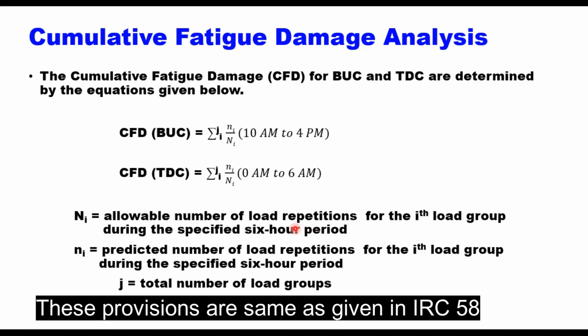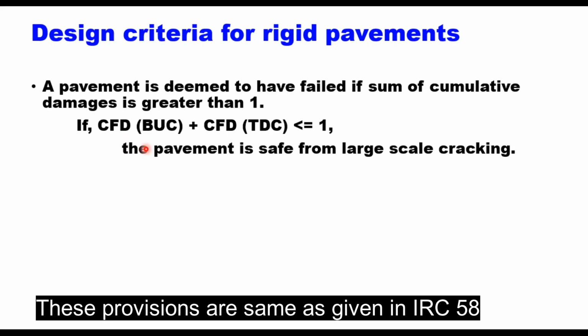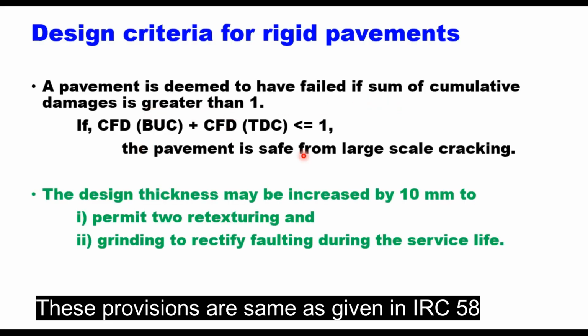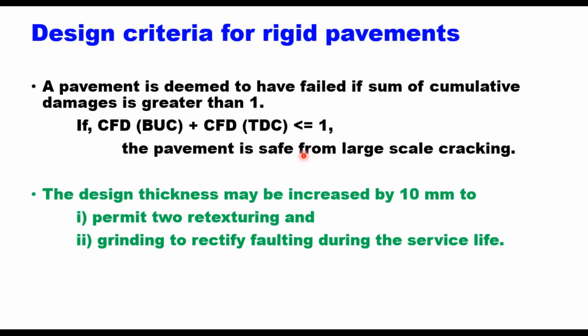So for each load group you carry out fatigue analysis, find out how much life is consumed, and then you calculate the sum of all these values to get the CFD, that is cumulative fatigue damage. And a pavement is deemed to have failed if the sum of cumulative damage is greater than 1. The design thickness may be increased by 10 mm to permit 2 retexturing and grinding to rectify faulting during the service life of the pavement.